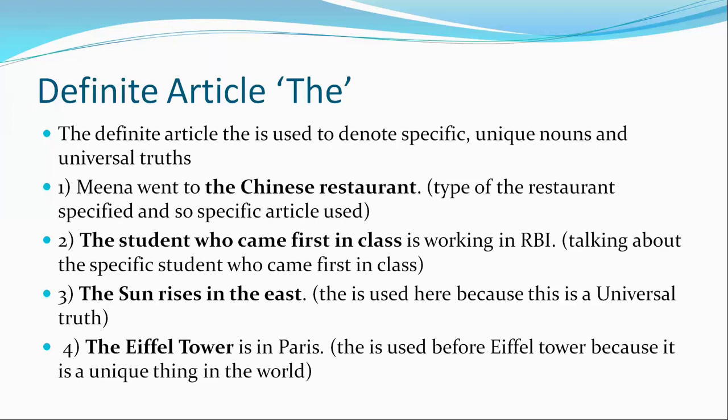Next, the third condition, this is the universal truth. The sun rises in the east is a universal truth. It won't change at any cost, and so we have used the article the here. The fourth condition, the Eiffel Tower is in Paris. Here we have used the article the before Eiffel Tower because it is a unique noun. We have only one Eiffel Tower in this world, and so we should put the definite article before these unique nouns.